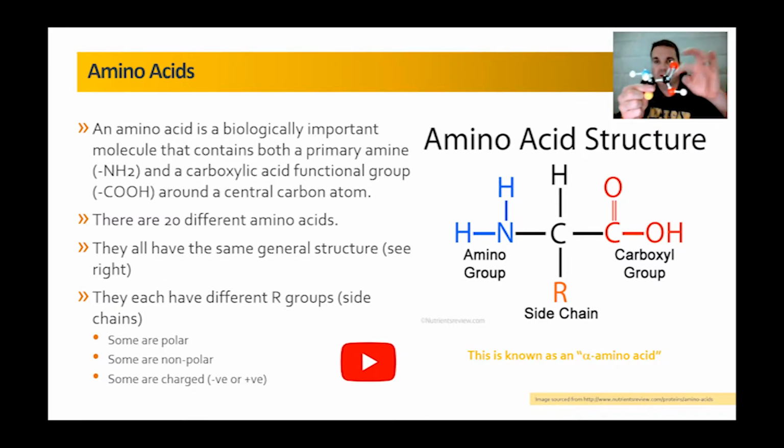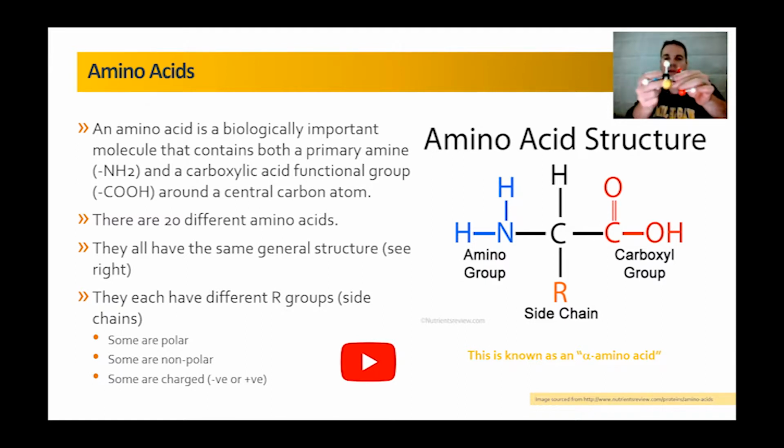Down the other end over here, we have a carboxylic acid group. So we've got the very polar carbon double bond oxygen, the carbonyl group, and then this oxygen bonded to hydrogen as well. The amine can hydrogen bond, and the carboxylic acid group can hydrogen bond as well. We've only got a small non-polar carbon in the middle here, and so with lots of hydrogen bonding, as you'd expect, these are quite high melting point solids at room temperature.